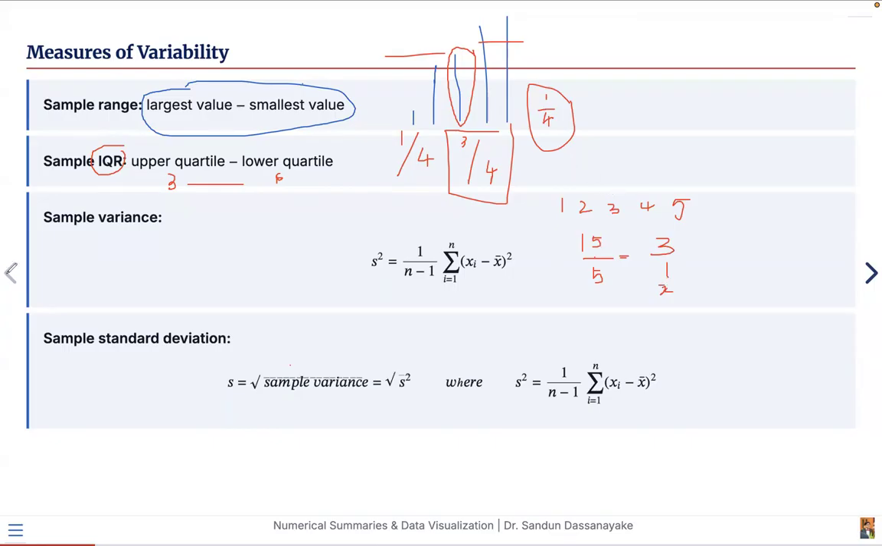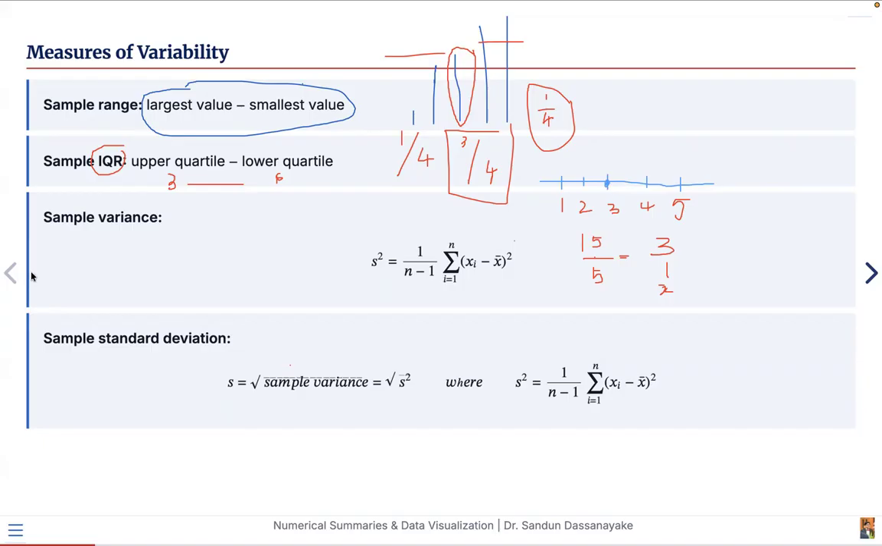If you think about the number line, let's look at our number line. This is our number line. So you have 1, 2, 3, 4, and 5. Now our mean is 3. So this is our mean. Now we have calculated x bar, and now we need to calculate the sample variance.